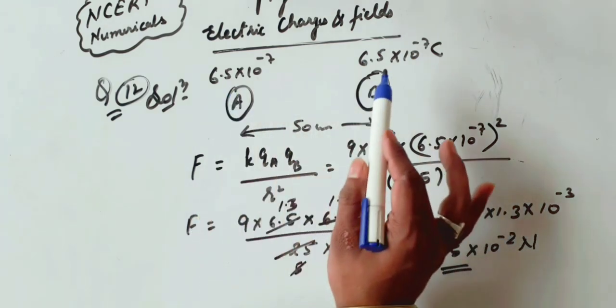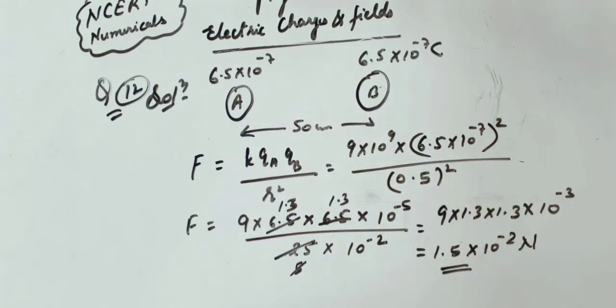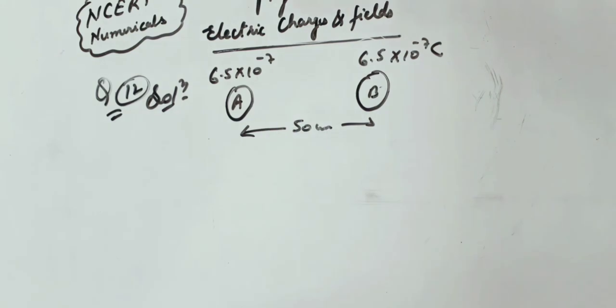the charge of both spheres is positive, so like charges repel each other, so the force will be repulsive in nature. In the second part: what is the force of repulsion if each sphere is charged double the above amount and the distance between them is halved?